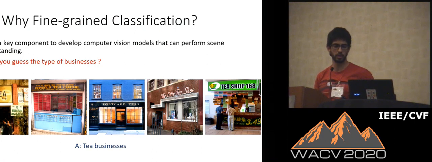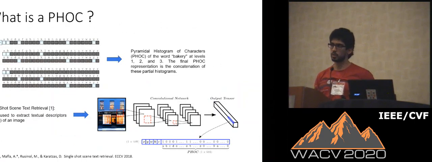other computer vision domains. So in this work, we use a PHOC, which is a pyramidal histogram of characters. It's comprised of a histogram of characters at the word level. So we obtain a rich, compact vector, and we use a single-shot text retrieval model to extract them to basically obtain a global textual descriptor.